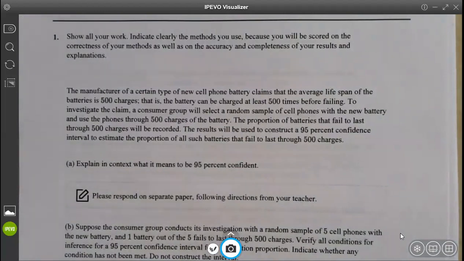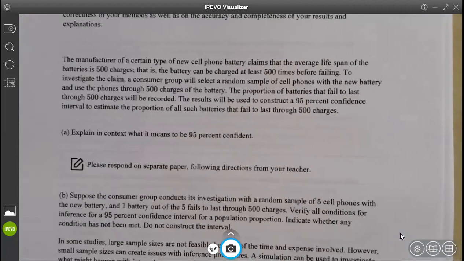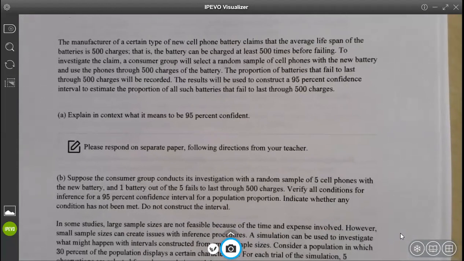1.7, number 1. This is probably the worst question on here because it's a lot of writing. The manufacturer of a certain type of new cell phone battery claims that the average lifespan of the battery is 500 charges. That is, the battery can be charged at least 500 times before failing. To investigate the claim, a consumer group will select a random sample of cell phones with the new battery and use phones through 500 charges of the battery. The proportion of batteries that fail to last through 500 charges will be recorded. The results will be used to construct a 95% confidence interval to estimate the proportion of all such batteries that fail to last through 500 charges. So explain in context what it means to be 95% confident. We've talked about this a lot.